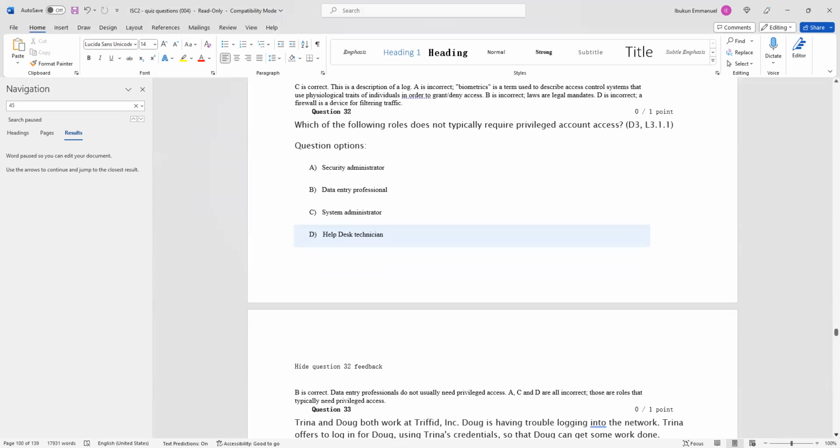The help desk technician will most likely need privileged access to some systems to help users who raise questions, but someone just entering data doesn't need privileged access. They may need write access to some databases if they're actually entering data into a database, but not privileged access.